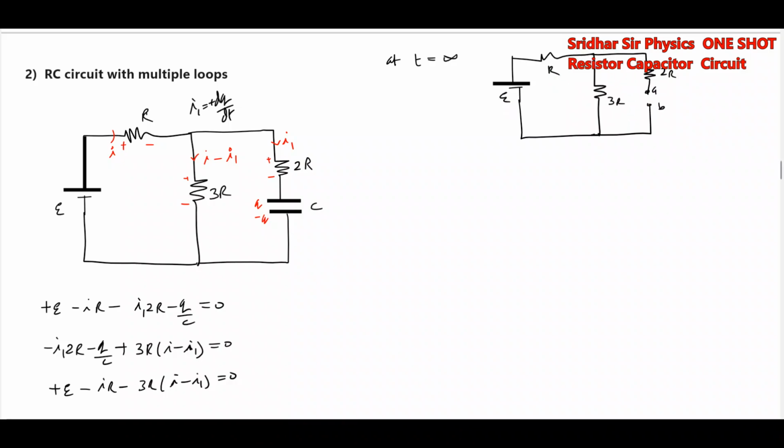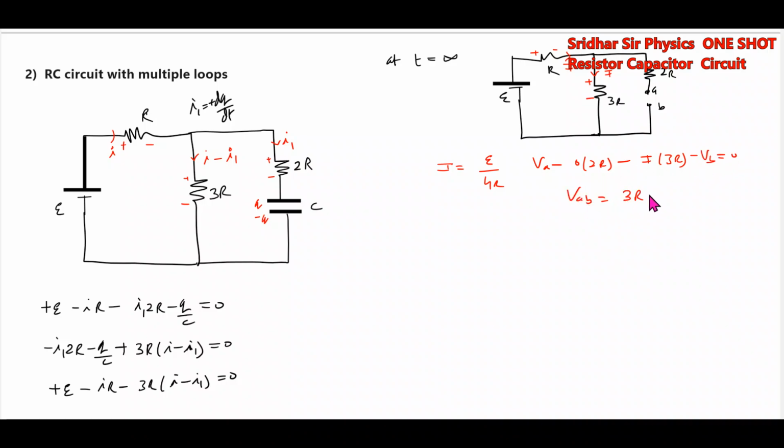We'll calculate the total current; the current will flow only here. We'll calculate the VAB. So what is I first? I is equal to E by 4R. Then we'll calculate VAB: VA minus 0 into 2R minus I into 3R minus VB equals 0.